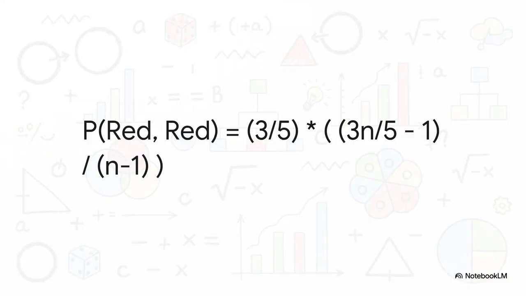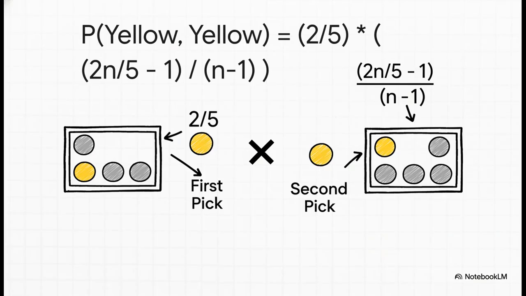So here's what it looks like all put together. To get the probability of both things happening, we just multiply them. And like we just said, that first bit, the 3n over 5n, just cleans up to become 3 over 5, which is going to make our lives a whole lot easier in a minute. And for the yellows, you guessed it. It's the exact same logic. The probability of the first one being yellow is 2/5, and for the second pick, well, we've got 1 less yellow and 1 less counter overall.